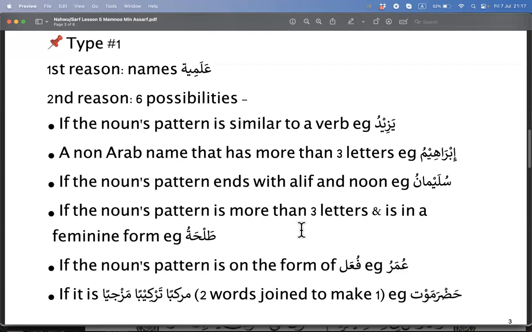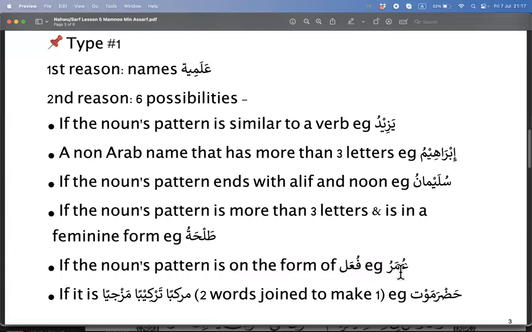Very good. And then if the pattern is in the form of fu'al, a famous example would be Omar. Not many names are in this category. The most famous one is Omar. If you can remember Omar's name, whenever you find any name that has this kind of pattern, it is going to be Mamnoo min as-Sarf. Even though maybe Omar is an Arab name, I'm not sure whether it's actually Arabic or not, because of this pattern it becomes Mamnoo min as-Sarf.